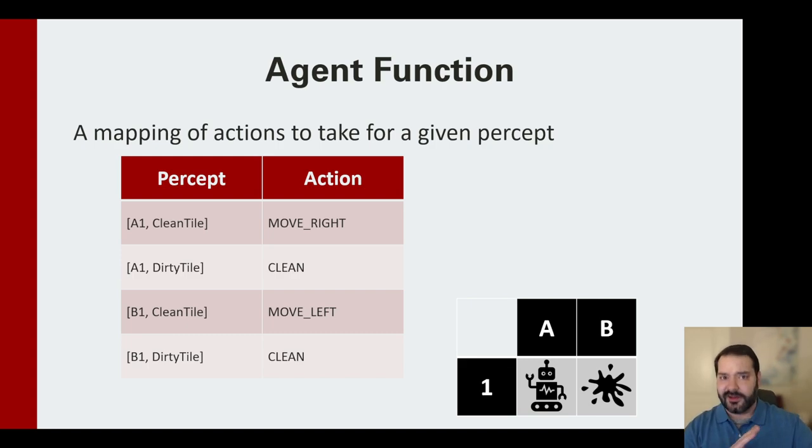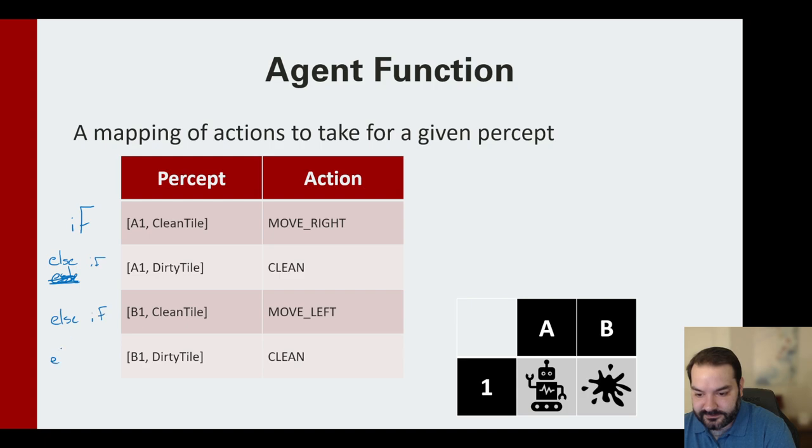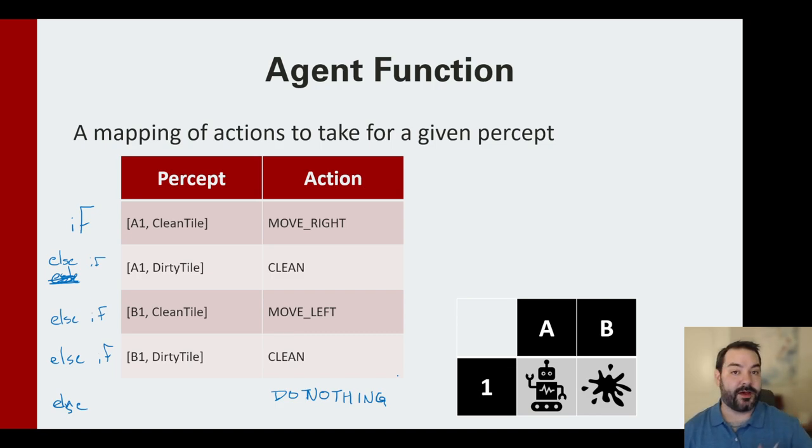This is where you start to bleed in a little bit of your computer science background. But in essence, what you could think about is this is a simple else-if chained conditional statement. If, else, do nothing. And so again, if we think about those percepts, I have a conditional. If my agent is at A1 and A1 is currently a clean tile, then what should I do?